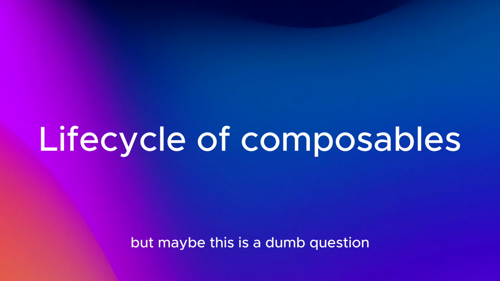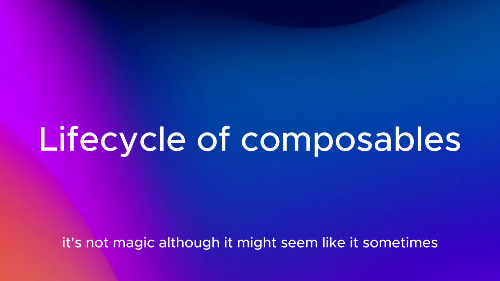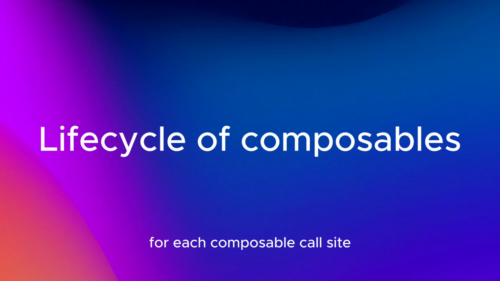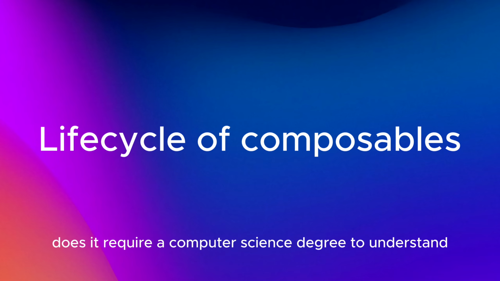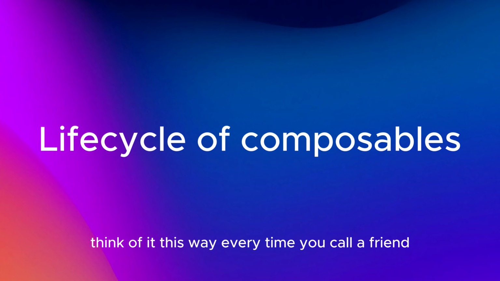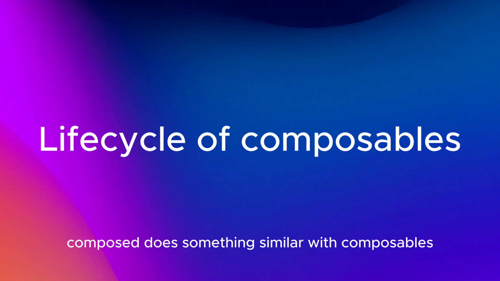Right. But maybe this is a dumb question, but how does Compose actually know what needs updating? It's not magic, although it might seem like it sometimes. What Compose does is it keeps track of something called the call site for each composable. Call site. See, now there's another one of those terms. Does it require a computer science degree to understand? Not at all. It's actually simpler than it sounds. Think of it this way. Every time you call a friend, that's like a unique call site in your day, right? You remember who you called, what you talked about. Compose does something similar with composables.